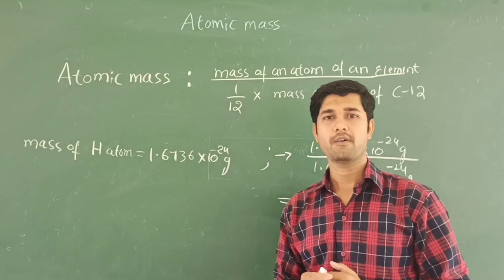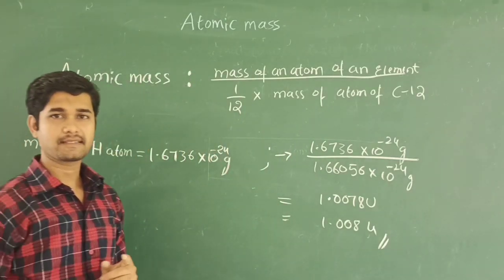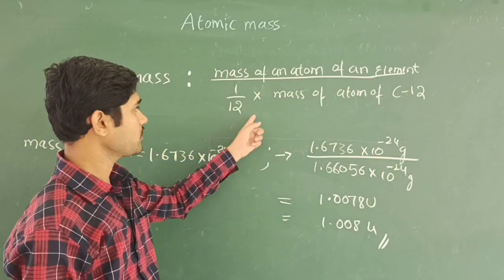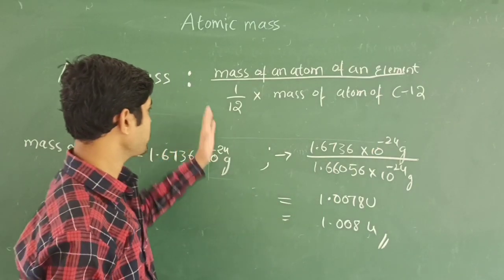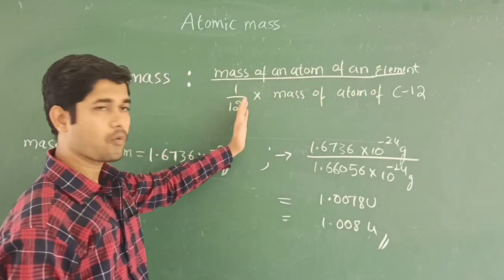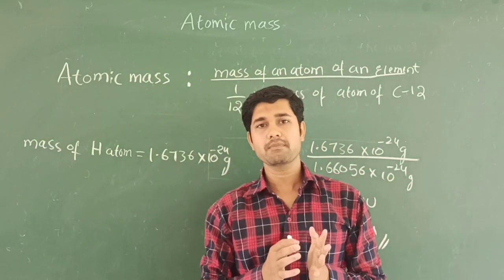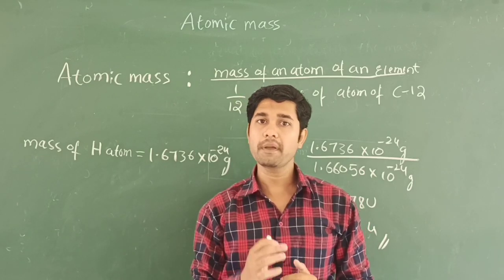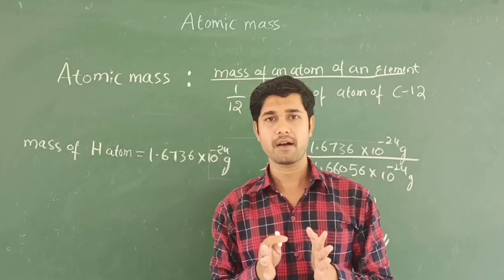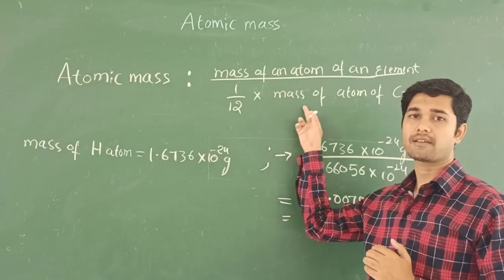So finally we have approached the definition of the atomic mass. What is the definition? The atomic mass is defined as the ratio of the mass of an atom of an element to 1/12 of the mass of the carbon 12 atom. You need to know this. The atomic mass of any element expresses how many times it is heavier than 1/12 of the mass of the carbon 12 atom.